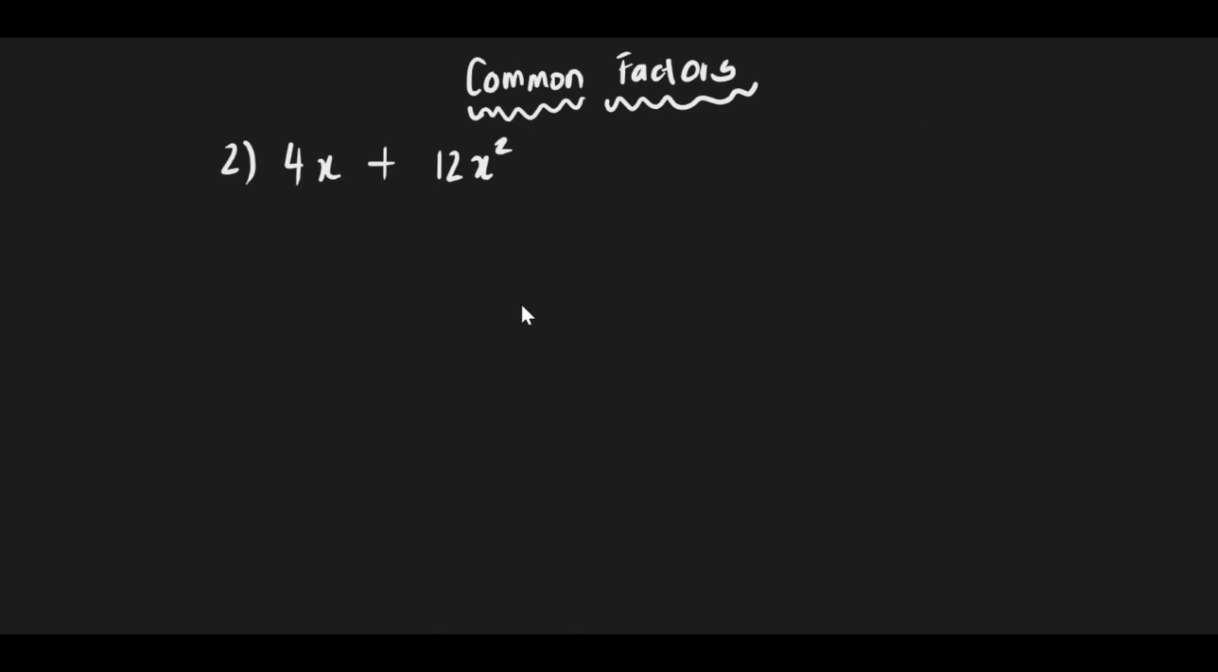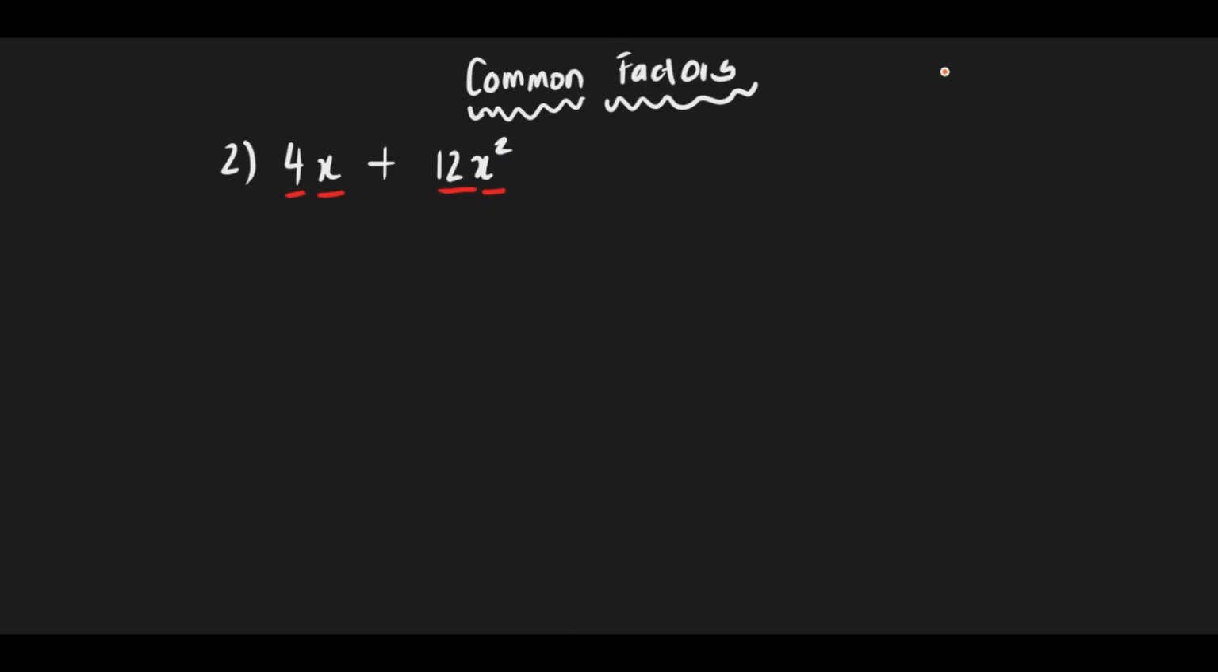Now let's look at example number 2, right? We have 4x plus 12x squared. Then we need to find the common factor. So first we need to look at what? When finding the common factor, we need to look at the common factors of the coefficients, which are 4 and 12. Then after that, we're going to look at the common factors between x and x squared. But first, let's start with the coefficients, 4 and 12.